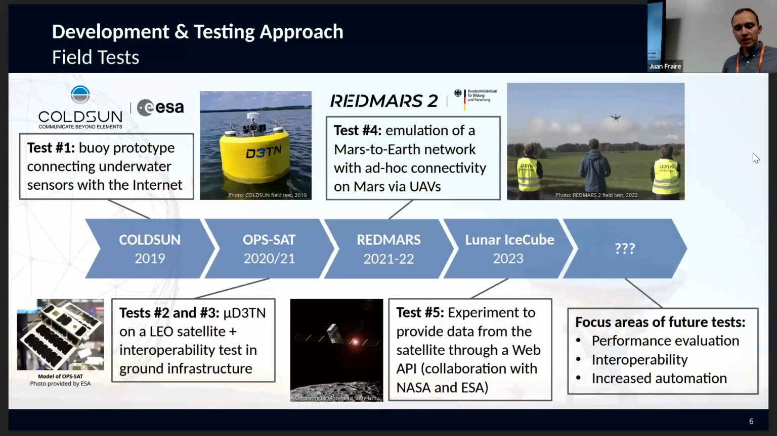So, talking about field tests, we performed quite some integration into some prototypical hardware to see whether it really works in the field as well. The first test was in 2019. We had a small research project funded by ESA Business Applications called ColdSun. There we developed a buoy prototype for connecting an underwater sensor network to the internet using DTN technology.